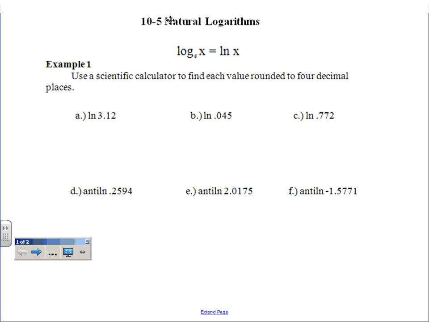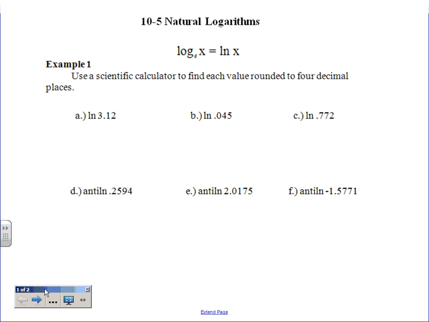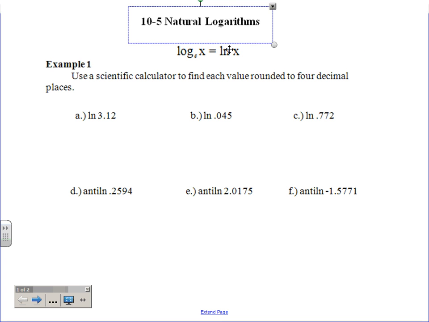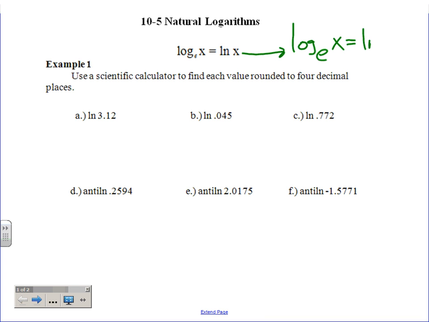Section 10-5 is actually not all that difficult, but it is a very amazing section because of what you're allowed to do. It's called natural logarithms, and obviously these are things that are found in nature. It might be hard to read that first part right there, but what this basically says is log base e of x equals natural log of x.